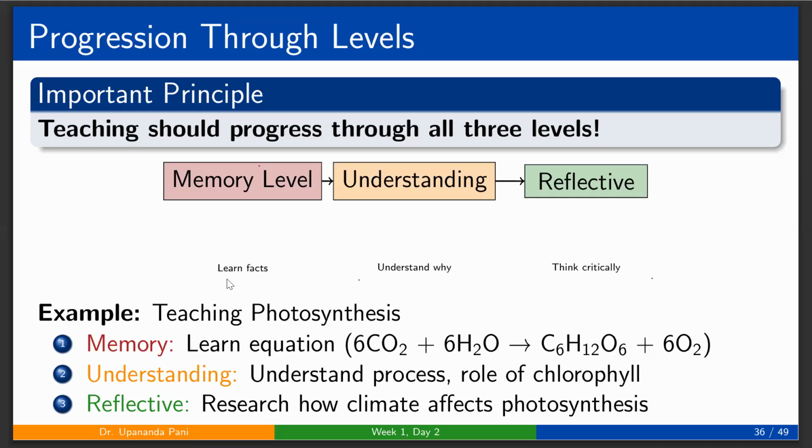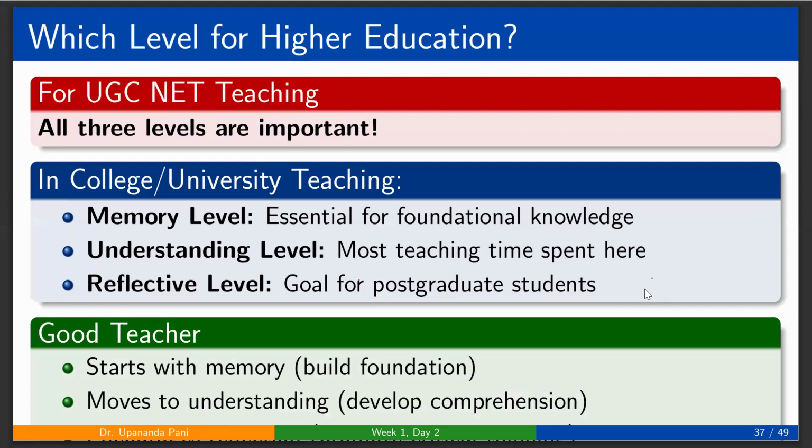Your teaching will get matured gradually. You will progress from the memory level to the reflective level. Suppose, for example, teaching photosynthesis, right? Before that, let me tell you: memory level means learn facts only. Understand why. Reflective is think critically. Critical thinking is the high level of teaching. Now understanding is to understand the process. In this case, of course, this is a chemistry example. So let's skip and go to the next slide.